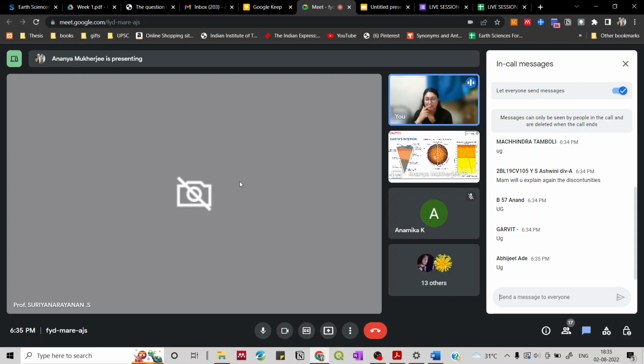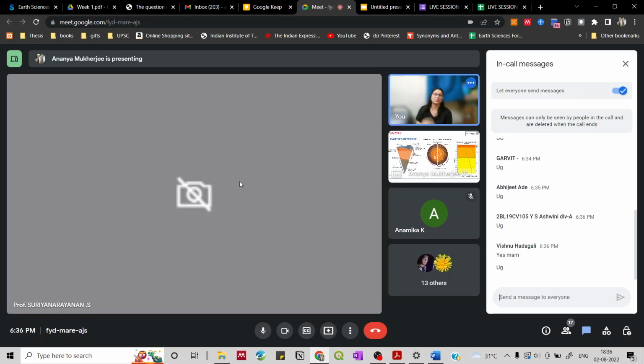Can everybody see my screen? Somebody just type in the chat box once. Is my screen visible? Visible only. Okay, visible only. Because over here I cannot see my screen suddenly.